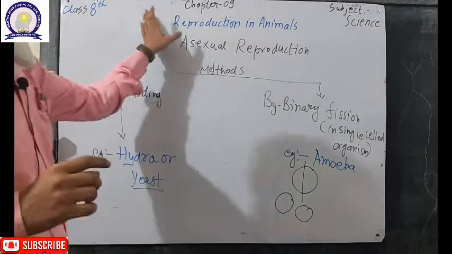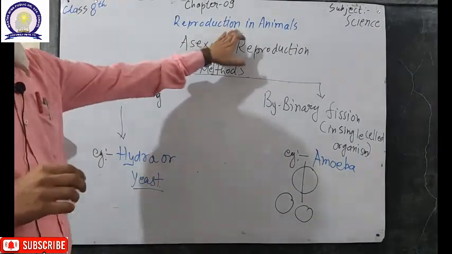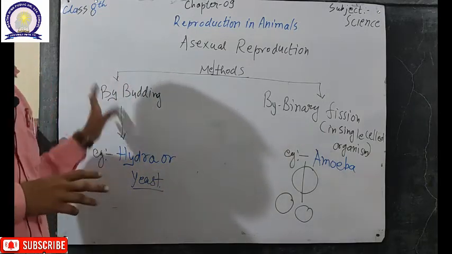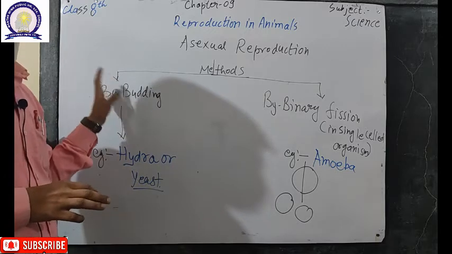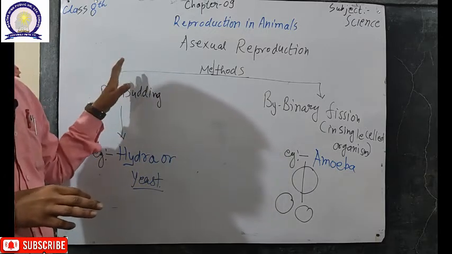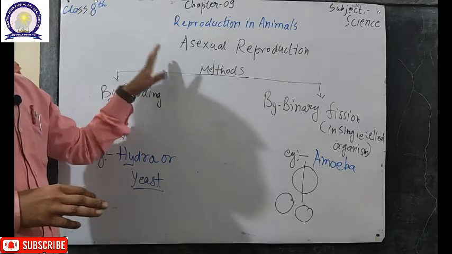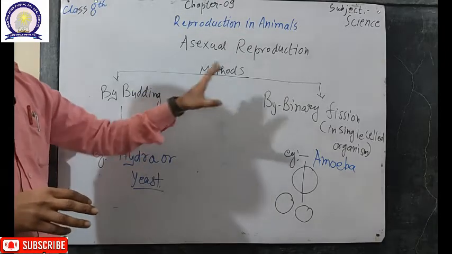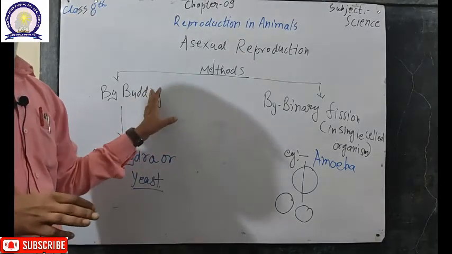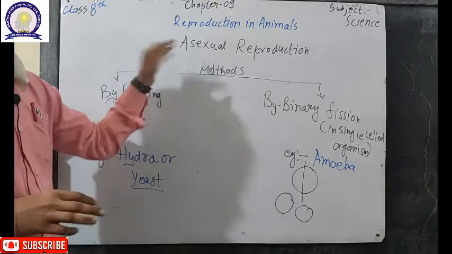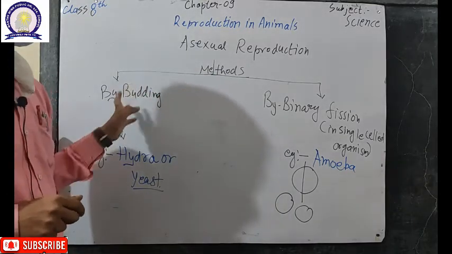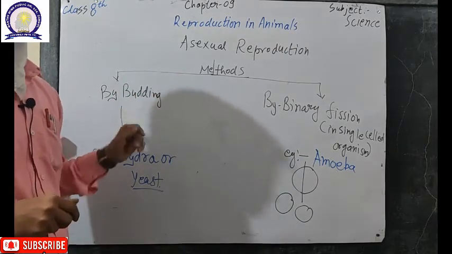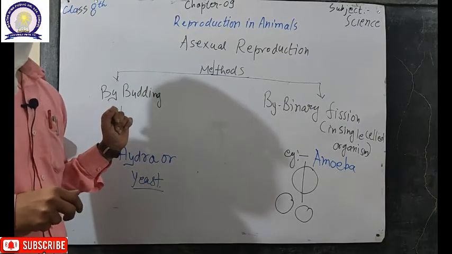Now chapter 9, reproduction in animals, has been completed, and the second part is also completed. In this part we have studied the complete sexual reproduction process, starting from fertilization, the formation of the zygote, development from zygote to embryo to fetus, and the delivery or birth of the new ones. We also discussed asexual reproduction methods, budding and binary fission, and oviparous and viviparous animals. So this is the complete chapter 9. Thank you.